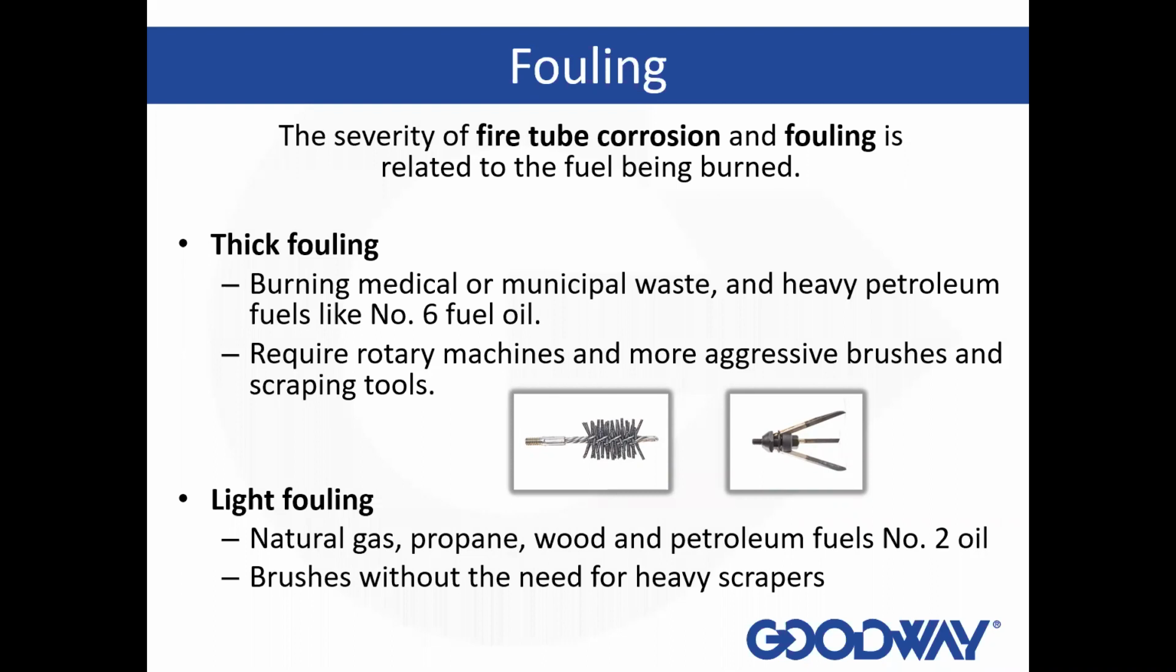So thick fouling, that number 6 dirty oil that we're talking about, is usually something where you would want to use a rotary machine for your mechanical cleaning. And for light fouling, where we're talking about number 2 oil or natural gas, or sometimes when places are burning wood, you could go with our Soot-O-Matic, the one that I was describing before, which is a straight punch, an automatic feed tube cleaner that handles a lighter soot deposit.